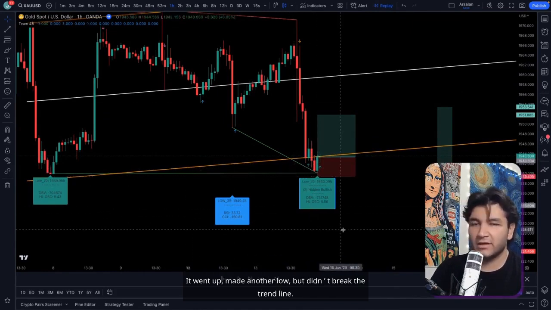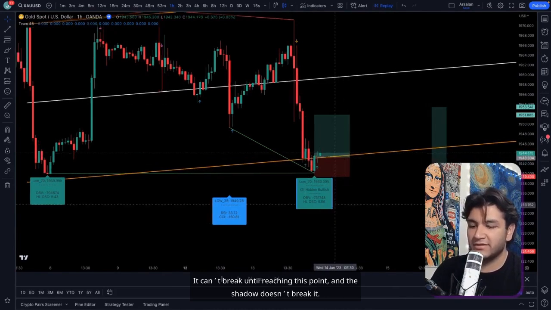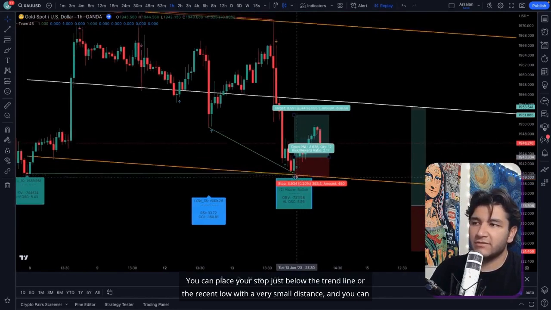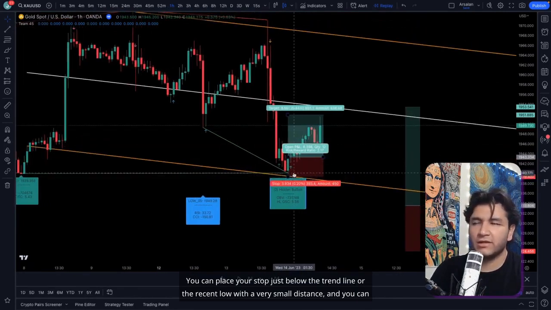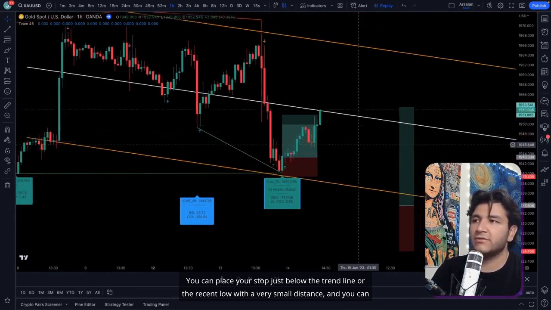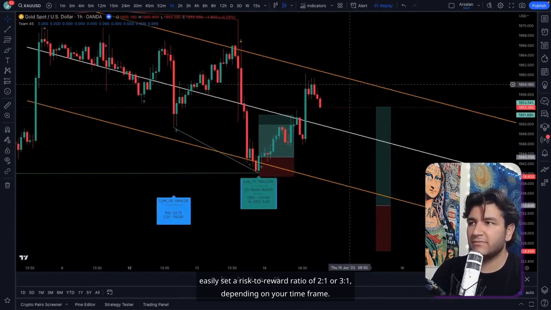It went up, made another low, but didn't break the trend line. It can't break until reaching this point, and the shadow doesn't break it. A close inside is a good sign. You can place your stop just below the trend line or the recent low with a very small distance, and you can easily set a risk-to-reward ratio of 2:1 or 3:1, depending on your time frame.